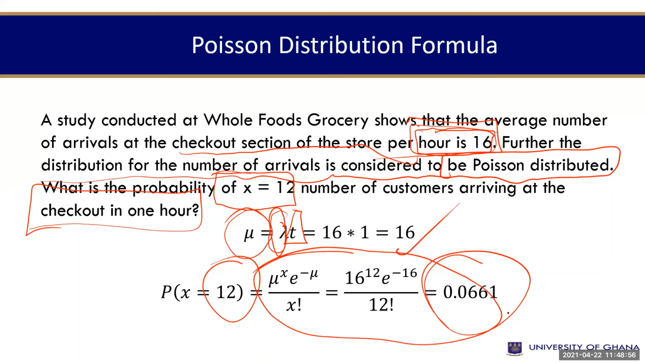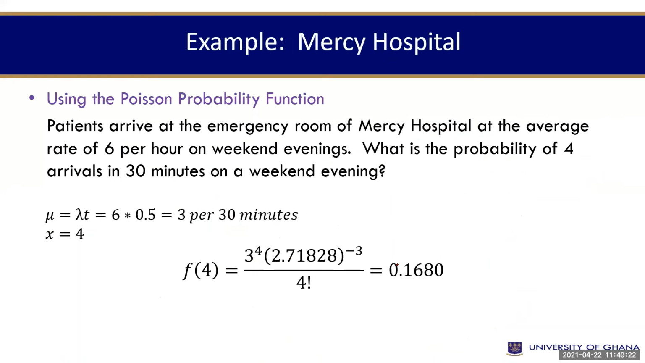We can also ask for the probability that 6 customers arrive within 30 minutes. If it is within 30 minutes, then we know that X is 6. Then our mu will be equal to what? 6 times 0.5, for 30 minutes. Remember, this rate is for 1 hour. So if you want to know the mu for 30 minutes, it is going to be like this. Then we express it, and that should be like this.